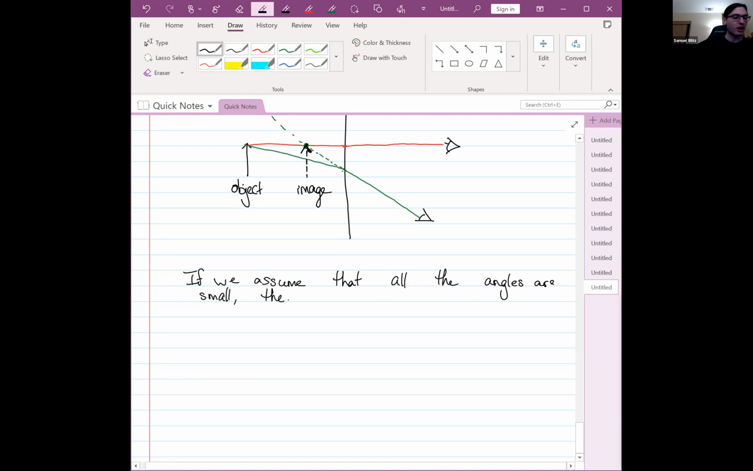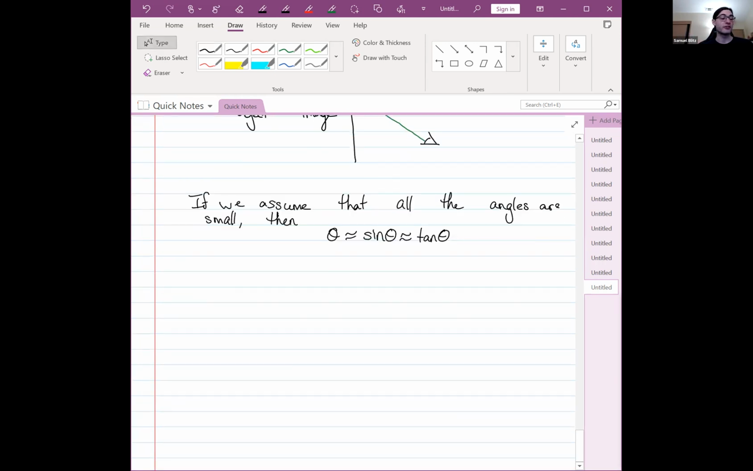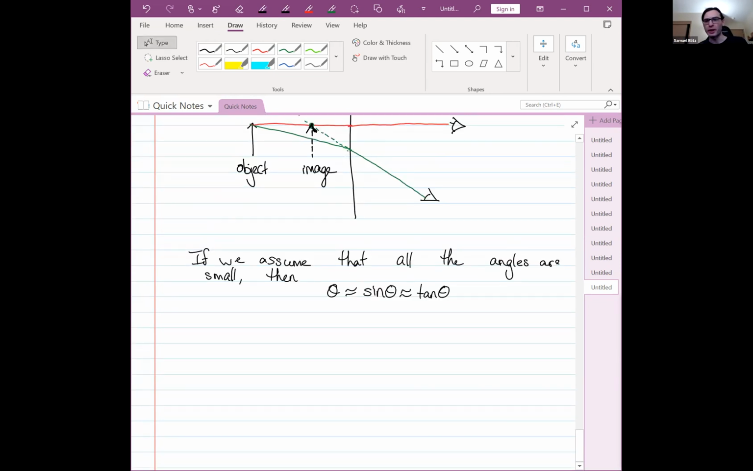then we can use the small angle approximation, which is just that theta is approximately equal to sine of theta, which is approximately equal to tangent of theta. And if we make that assumption, then all of the refracted rays will appear to converge at a single point. And so you can find a point of intersection of these rays. So that's the approximation we're going to make. We're going to make that the whole way through, if only because you can't really do geometric optics without it.